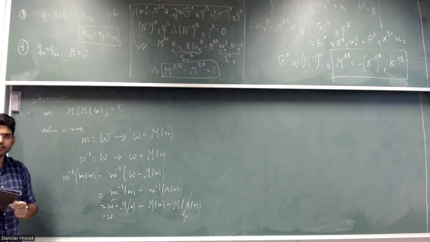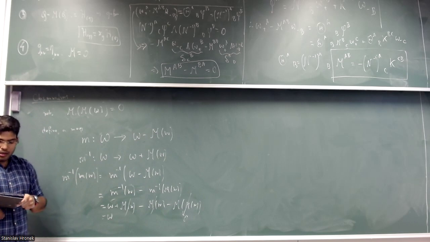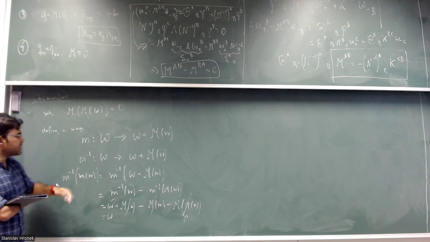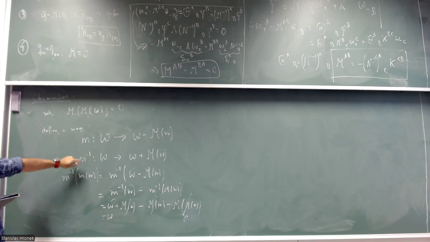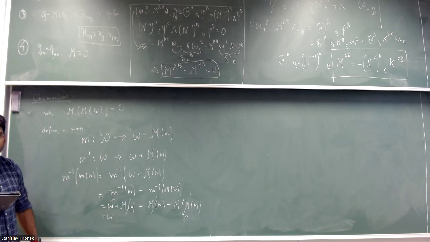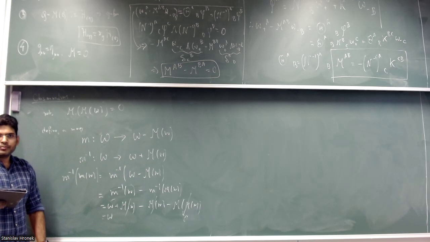But it's not defined on all forms. I'm using the same notation, but you have to implicitly understand that the domain of M inverse is the G self-dual forms and the target is the eta self-dual forms, and vice versa for M.